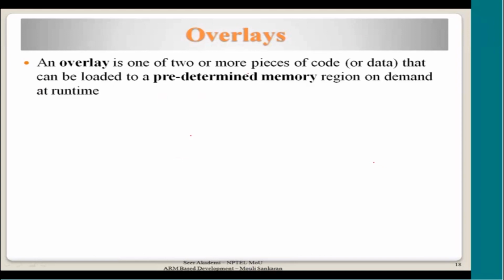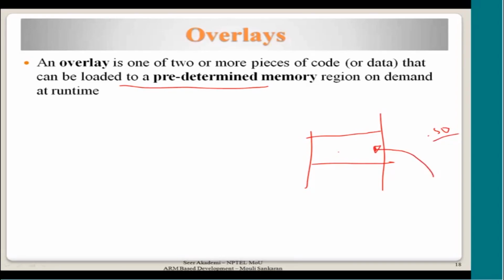An overlay is one of two or more pieces of code or data that can be loaded to a predetermined memory region on demand at runtime. Memory is very premium in the normal case. As I showed you, a shared object is one example where required code is brought into a location before it runs. Another example is the overlay. Some location in memory is reserved for multiple OBJ files, it could be an OBJ or a function. Based on what function is being called, that particular function is brought into this same location. All these OBJ files are compiled to be located at the same location, but not all the images can be residing there at once.